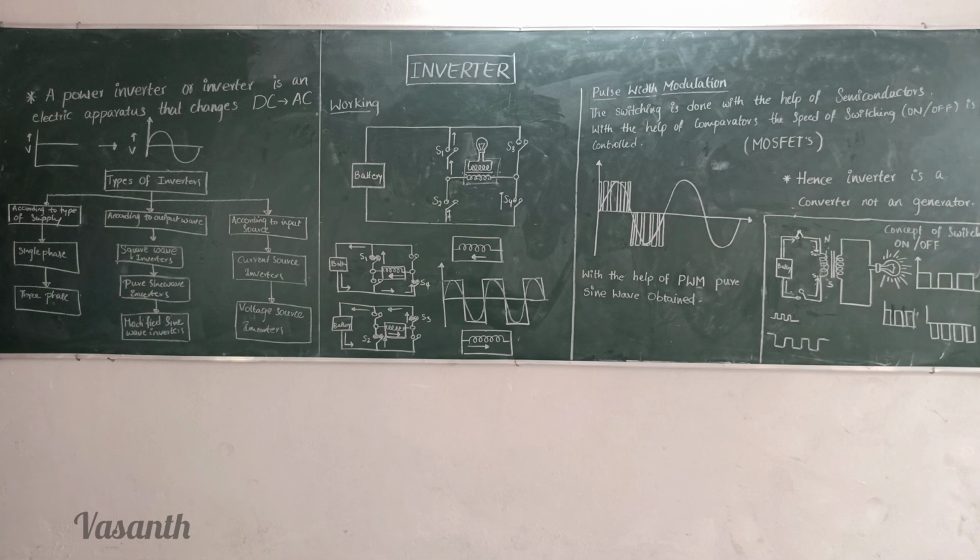An inverter is an electronic device or apparatus that changes direct current into AC current. So the concept of an inverter is to convert DC to AC. So let us check how DC is converted into AC, the types of inverters, the working of an inverter and some more things. So without getting late, let us start our video.